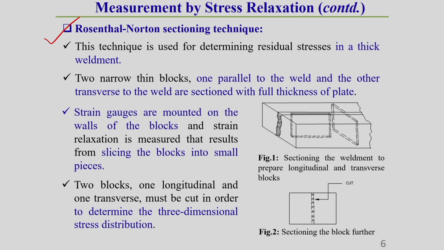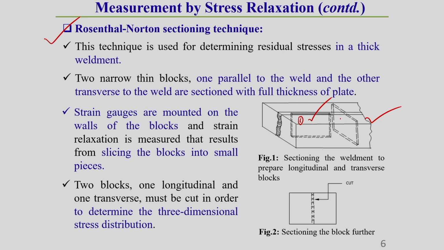You see, this is a weld specimen, here I am showing in figure number 1. So, first of all, this technique is generally used for determining the residual stress in a thick weldment, you can say. Generally, once the weldment section is comparatively thick in nature, this technique is more preferable, because here, what are the things required to do? Here we have to make 2 narrow thin blocks. This is one block, this is, you can say, a rectangular shape, I am just showing the cross section here.